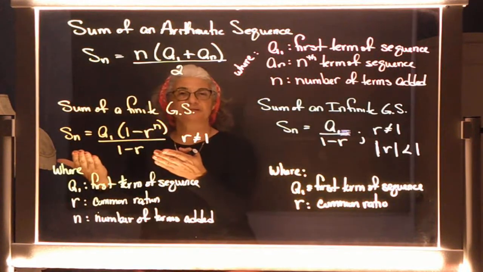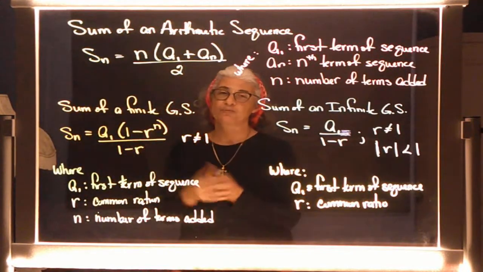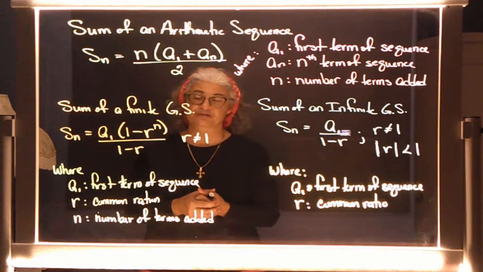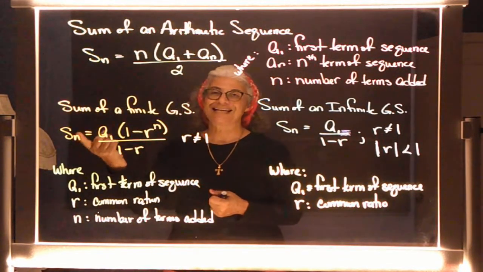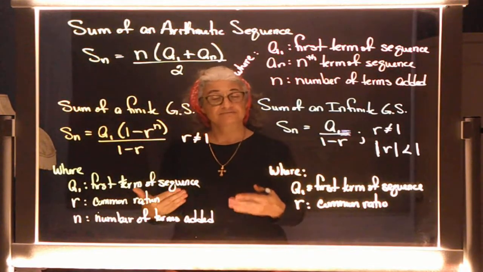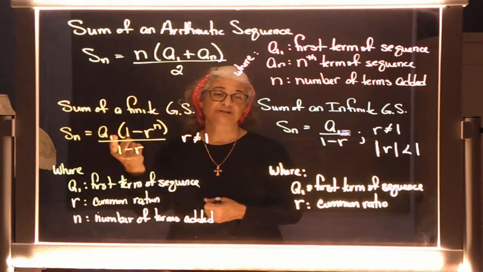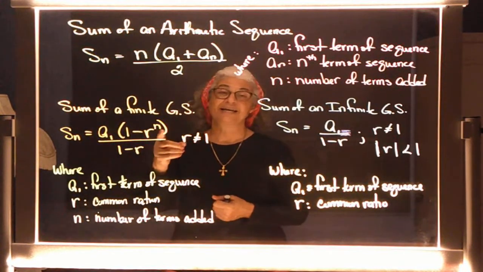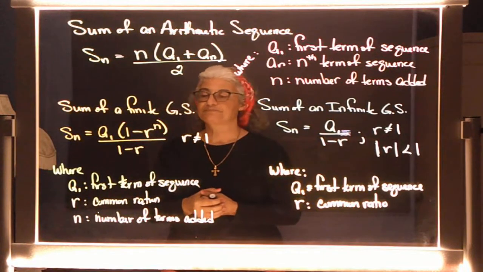Let's look at summing a finite geometric sequence. Here's our formula. Very important: r can't be 1, because if r is 1, my denominator blows up. So that doesn't do me any good whatsoever. Okay? Same thing, S sub n. n is the number of terms that we're actually adding. a sub 1 is term number 1. r is the common ratio. And n is the number of terms you're adding.